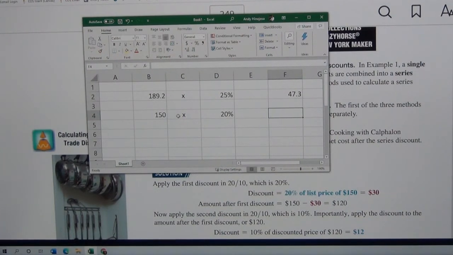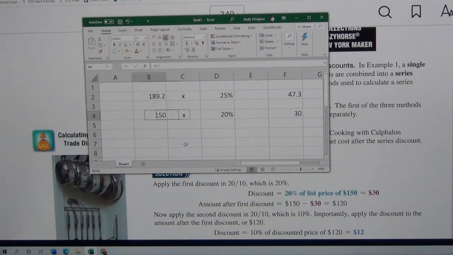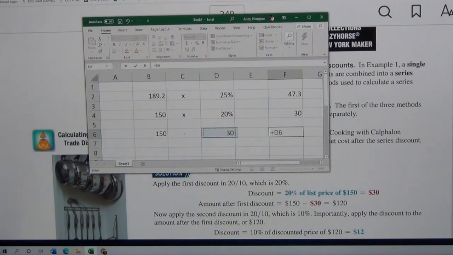So let's work through this problem. We'll take that 150 multiplied. Use your calculators to do this. You don't have to worry how I'm doing it on a spreadsheet, that's irrelevant. And you'll end up with a $30 discount. Now, before we go to the next discount, we have to take the 150 and subtract from that the $30. We're taking that right off the top. So 150 minus $30 gives us $120.